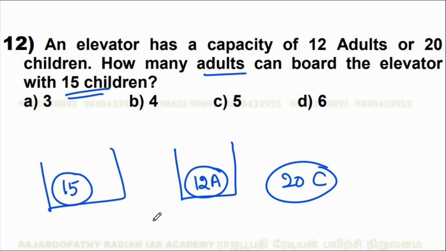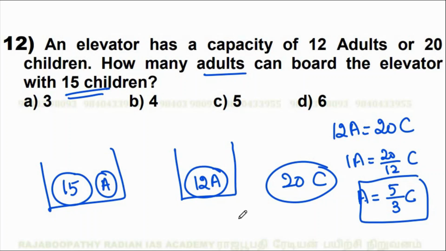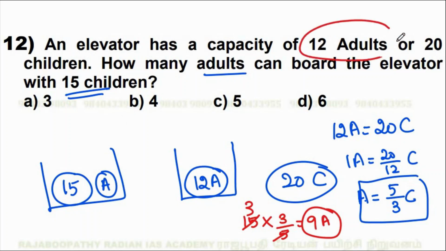Already 15 children are there. Then how many adults can join with them? That's the question. So 15 children is equal to how many? 15 children is equal to 15 into 3 by 5, that is 9 adults. When 15 children is equal to 9 adults, totally 12 adults can be accommodated. Already 9 adults' equivalent children are there, so 3 more adults can be accommodated. Therefore, the answer is 3.